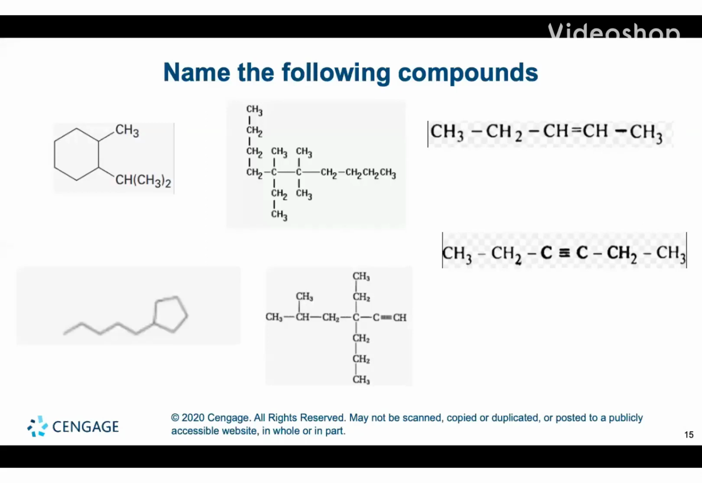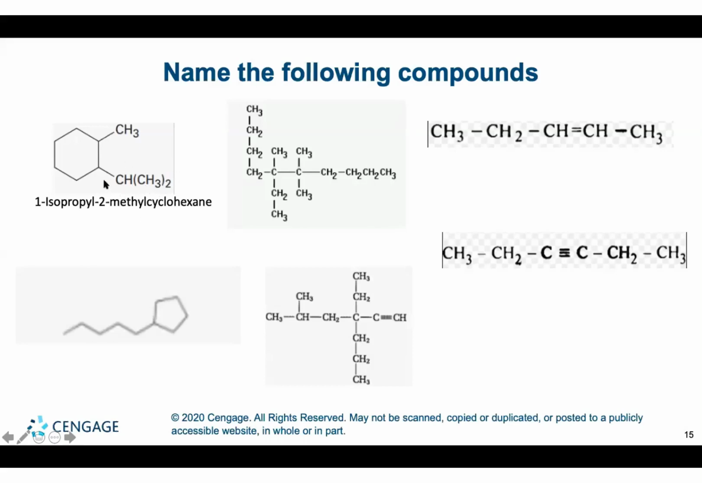Let's do the first one. So here we have a cyclic compound, which is going to be cyclohexane. We start numbering based on alphabetic order when we have a cyclo. I start from the isopropyl here. That's the isopropyl. If we go back to the branches of alkyl, this is isopropyl.